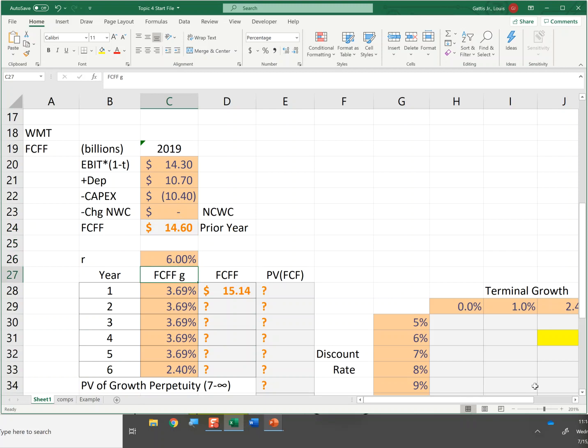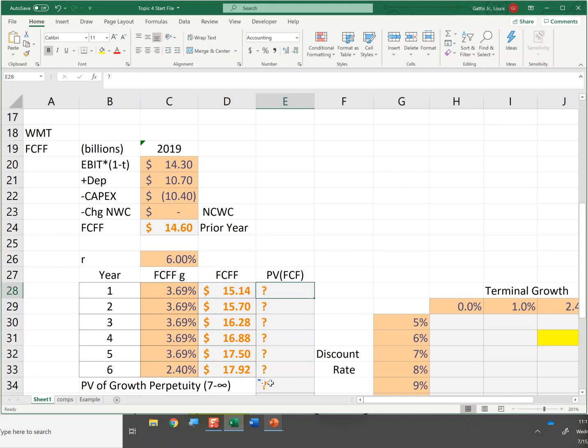So now I'm going to forecast 1 year from now, making a simple assumption that it grows at those growth rates. So my free cash flows 1 year from now are 15.14 billion. I'll take that 15 billion and grow it by 3.69% for another 5 years, and then in the 6th year, I'm going to grow it by 2.4%. So here's my estimate of Walmart's free cash flows to the firm: 15 billion up to 16 billion, 17.92 billion.